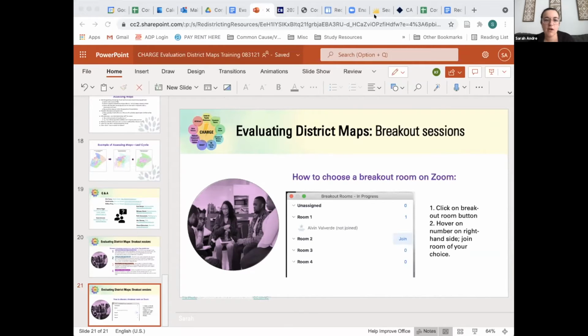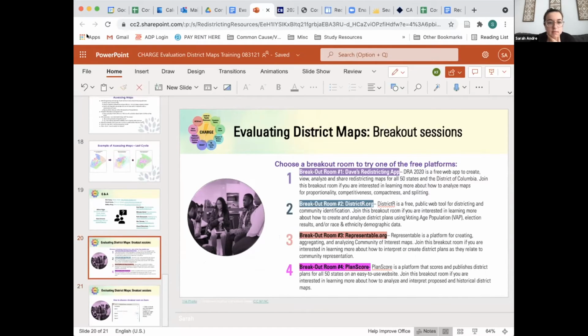Yeah. Okay, great. So this slide that I have up here will tell you how to assign yourself or how to choose a breakout room for yourself. I am going to put our presenters in their designated rooms, and I can go back and forth between the previous slide. Let me see if our presenters could join themselves to their assigned rooms. Room 1 will be Dave's Redistricting. Room 2, let's see. Can we pull up the slide again so that people can see the 1, 2, 3, 4? Yes. Cool. There you go.